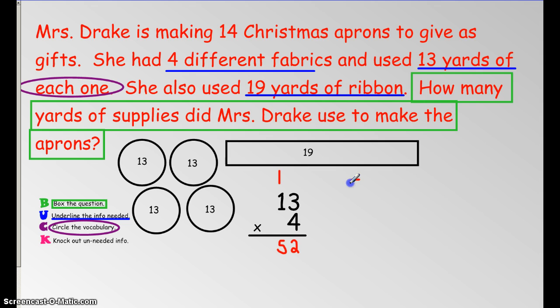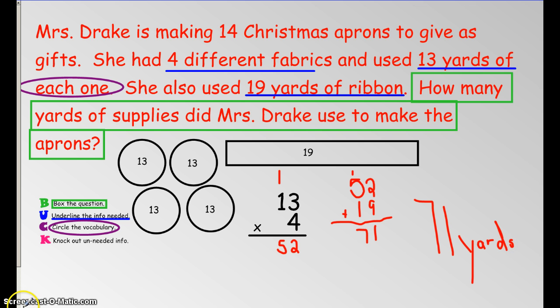Now what I have to do with that 52 is add my 19 yards of ribbon, and find out my total yards of supplies. 9 plus 2 is 11. 5 plus 1 is 6. Plus 1 is 7. So how many yards of supplies did Miss Drake use? She used 71 yards of supplies to make the Christmas aprons. 71 yards is my total.